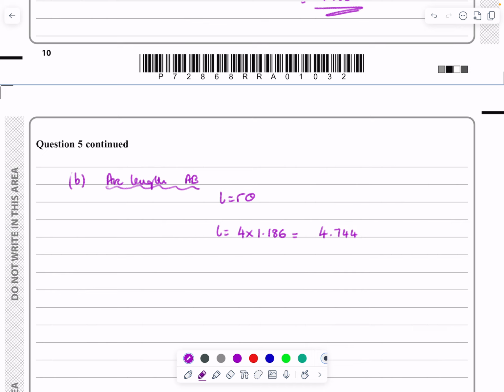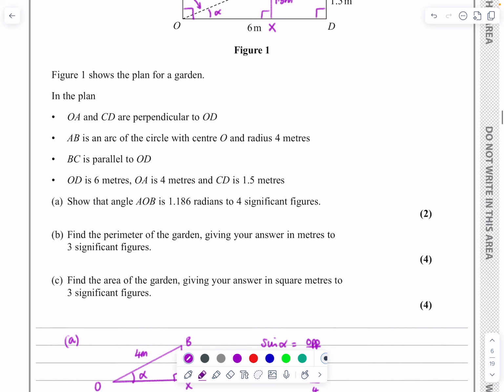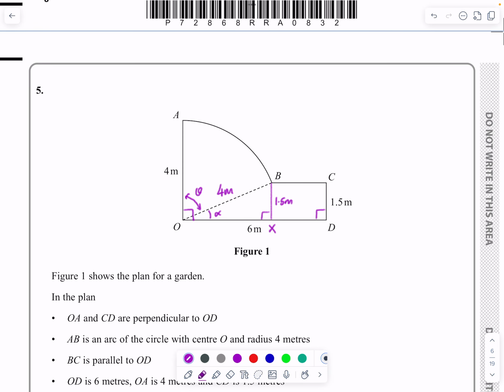I'm going to do everything into 3 decimal places. Keep an eye on our accuracy when we're going through and doing it. So the next one I've got to do is to work out BC. But actually, if I want to work out BC, I'm going to use this line here.